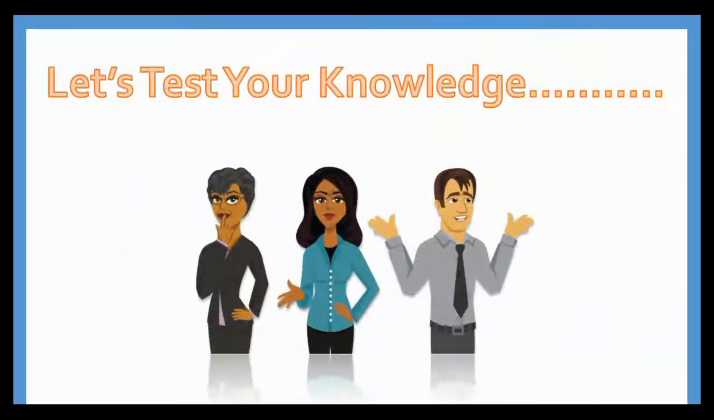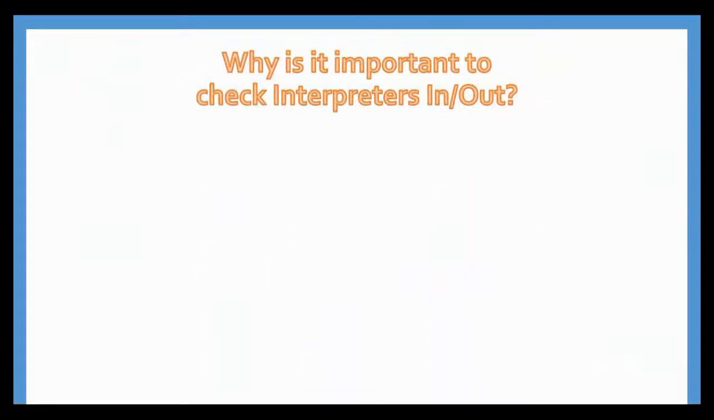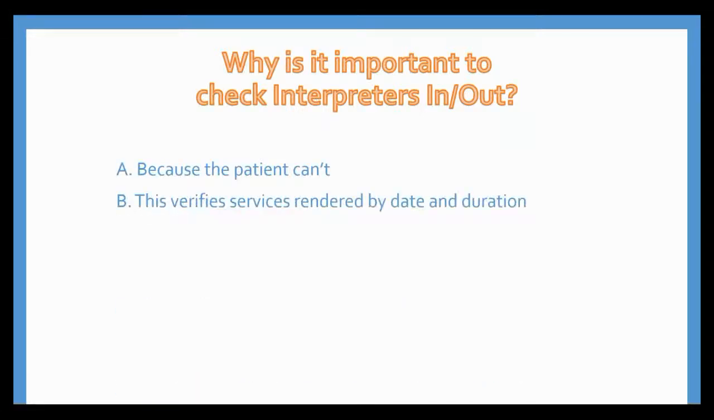Now let's test your knowledge with some Q&A. Why is it important to check interpreters in and out? A, B, C, or D? The answer is B. This verifies services rendered by date and duration.